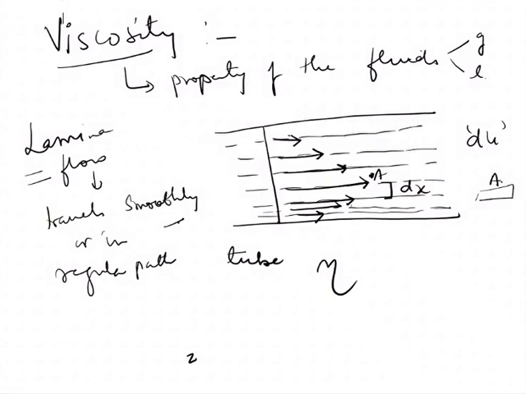So we can say that if F is the force which is required for maintaining the selected velocity difference between the two layers, F will be proportional to A, the du by dx, a small change in the velocity, and a small change in the difference between the two layers.